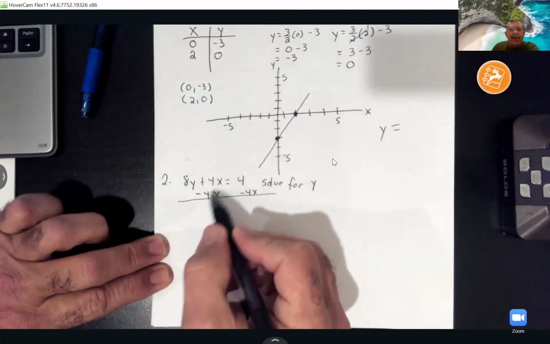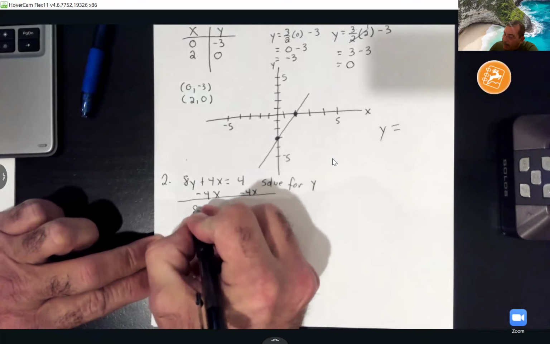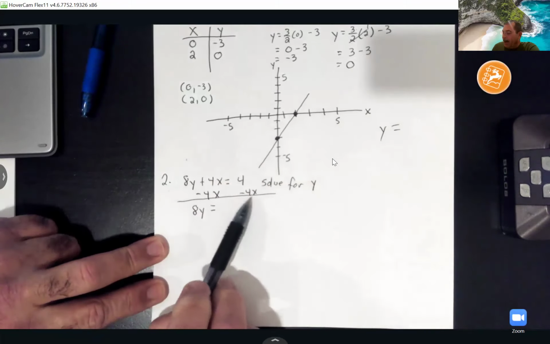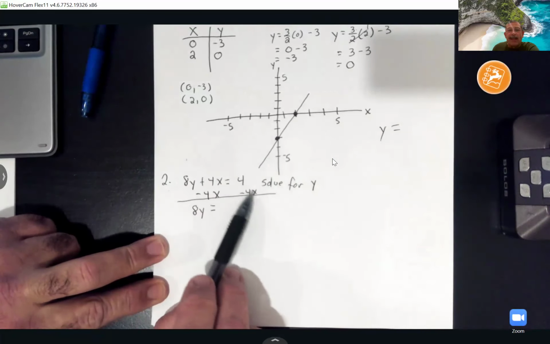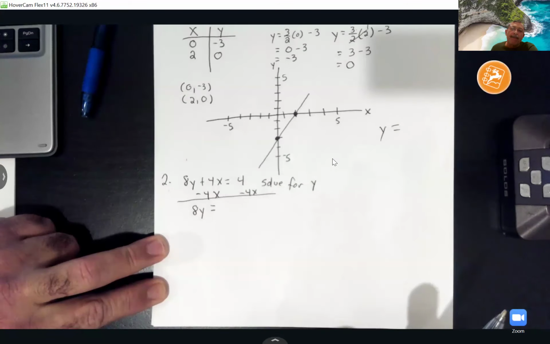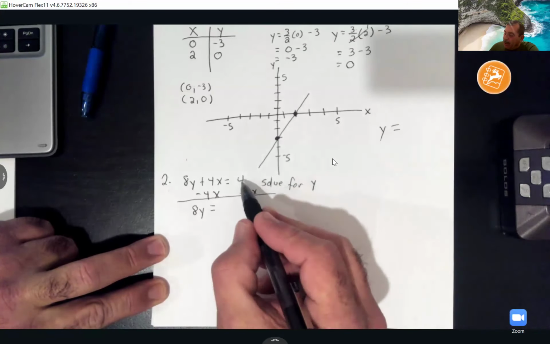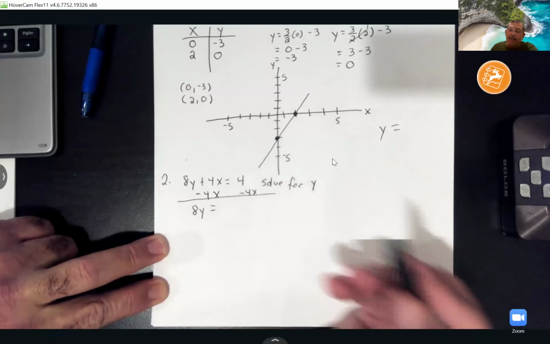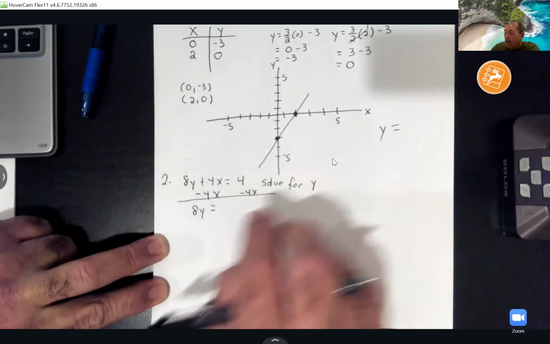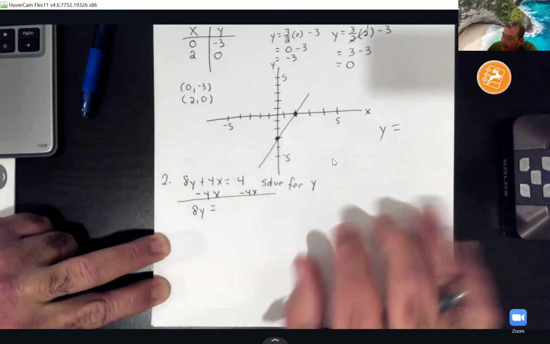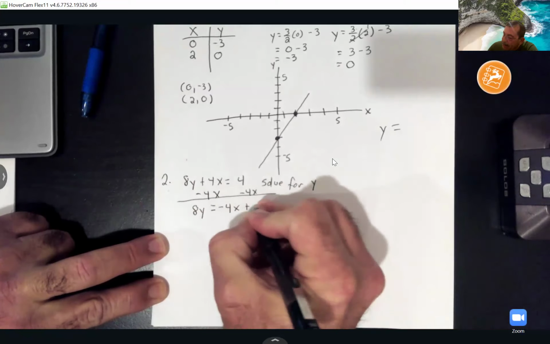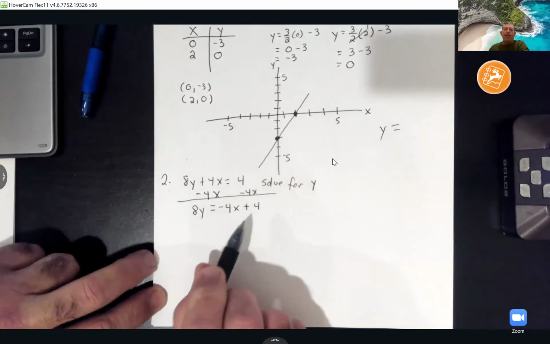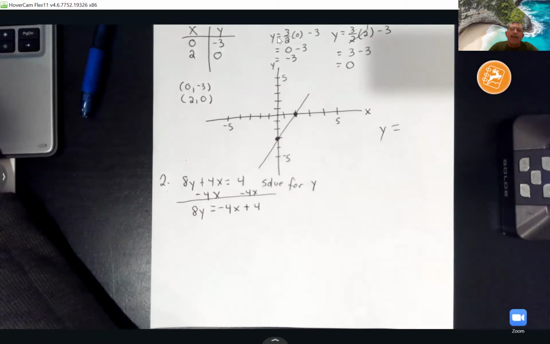So notice the left side, they're going to cancel. All that's left is your 8y. And y'all, these are not like terms, so I can't add them or subtract them together. So at this point, you can either put 4 minus 4x, or you could put negative 4x plus 4. If you want it to look like the y equals mx plus b, you can put the negative 4x and then bring down your 4, okay? But like I said, order don't matter on that point.